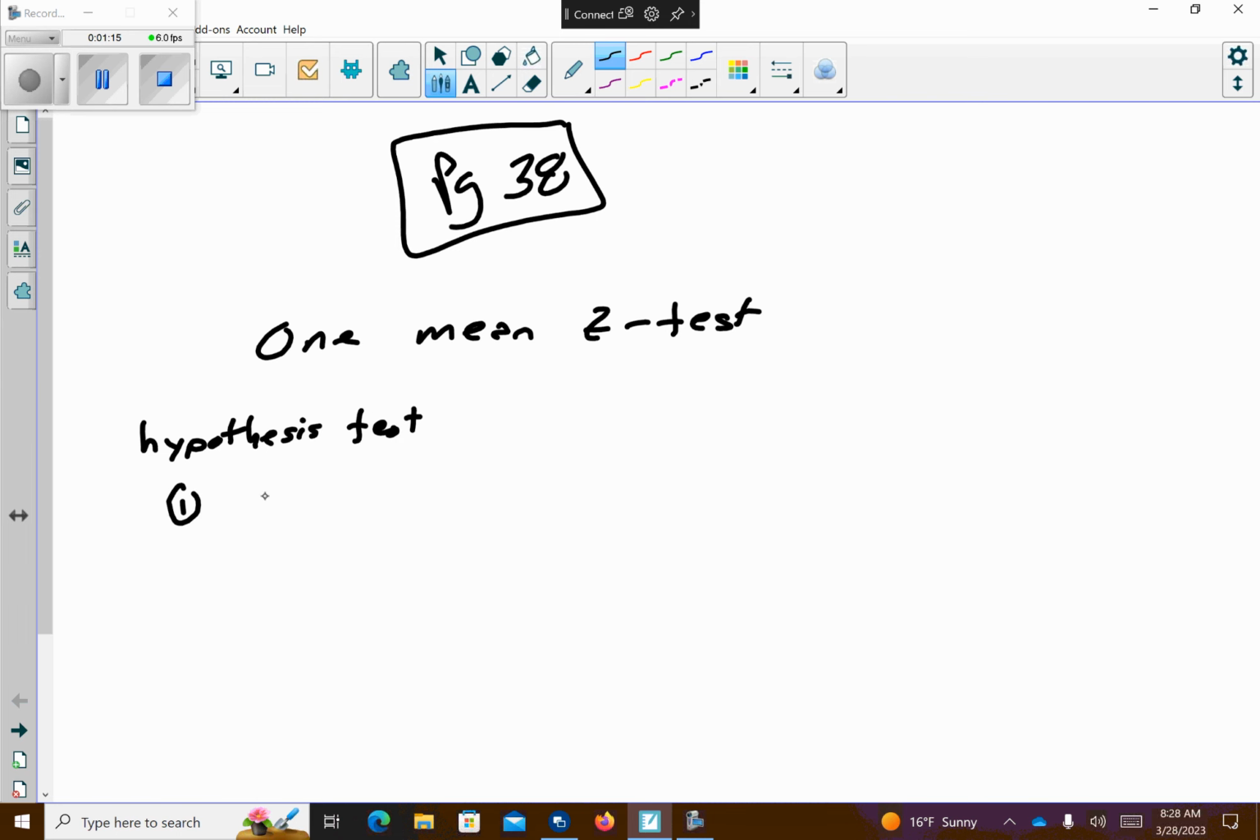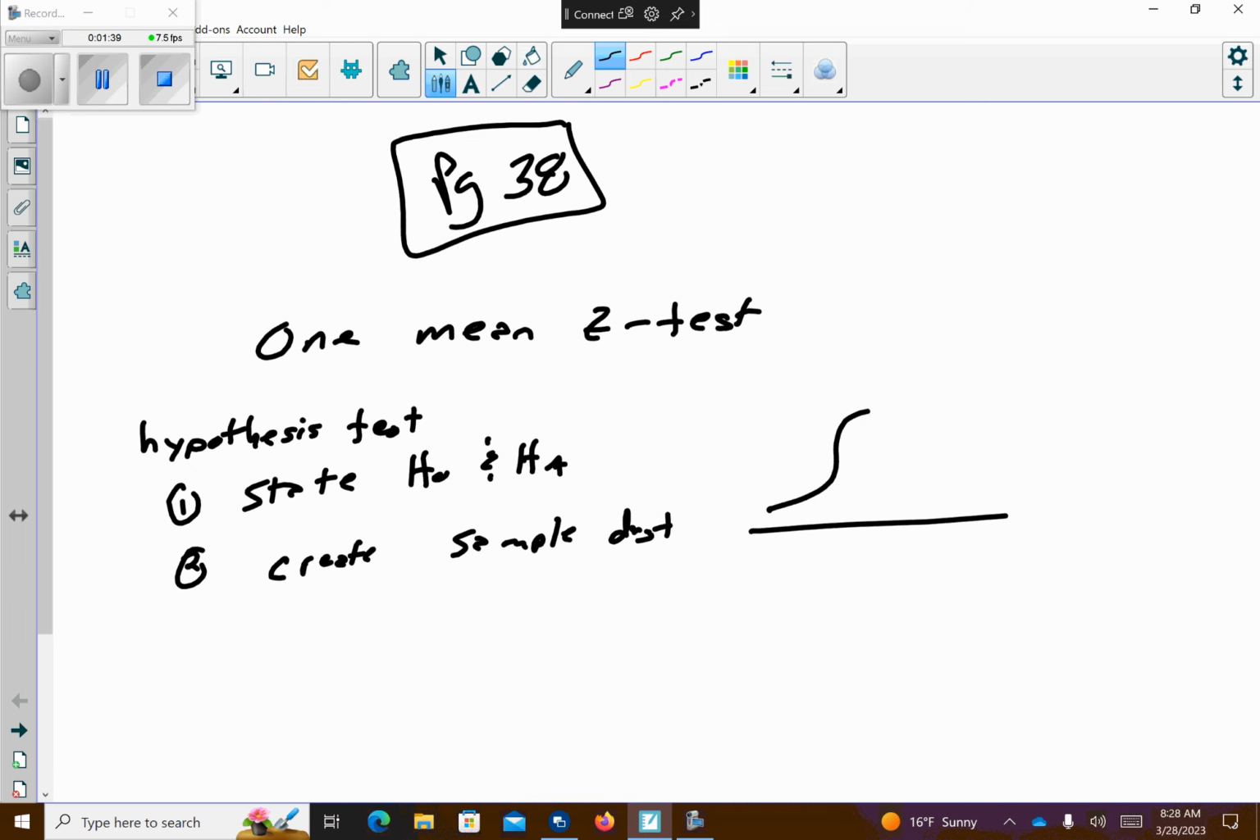So far, we've done state the null and the alternative hypothesis. Okay. Then we create this from the sampling distribution. And then we make our normal distribution based on that. And that's kind of the picture of, hey, where do you think our data is going to fall with what we have kind of concluded?